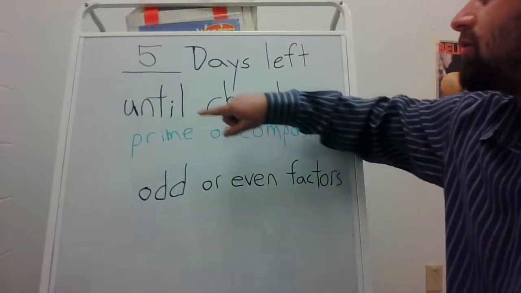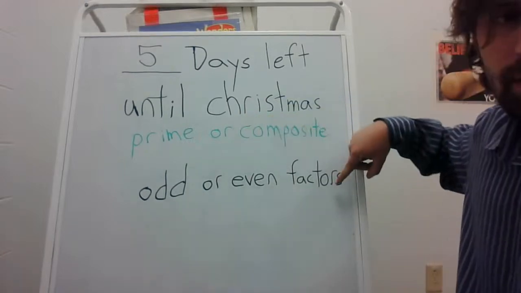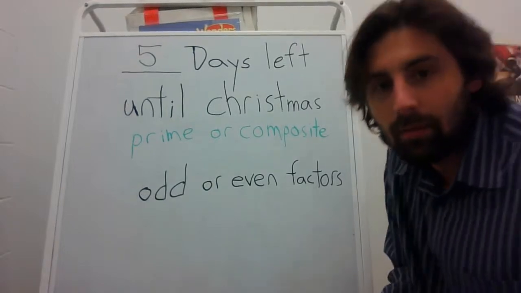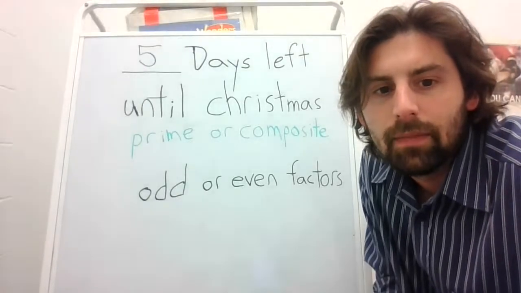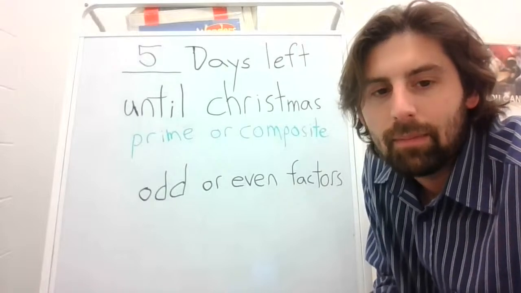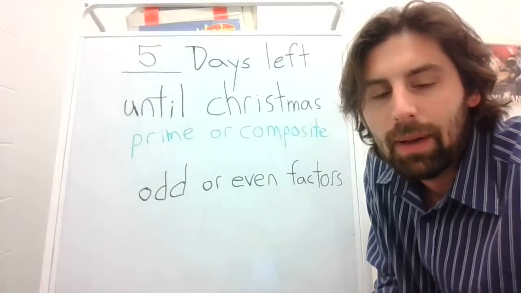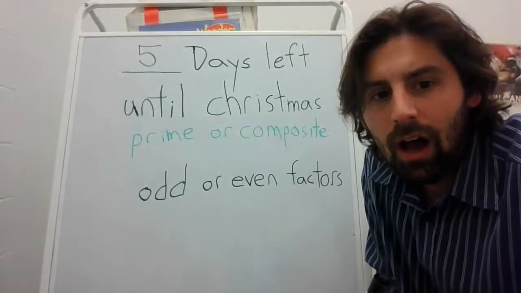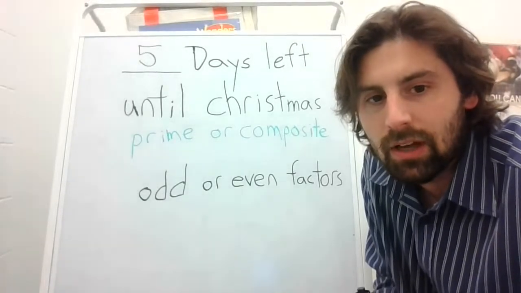Now, factoring, we have to determine: is 5 a prime number or a composite number? And does it have an odd or even number of factors? For those of you that don't understand the difference between prime and composite, a prime number is a number greater than 1 where the factors are only 1 and the number itself. A composite number is a number greater than 1 that has multiple factors, so more than just the number 1 and the number itself.